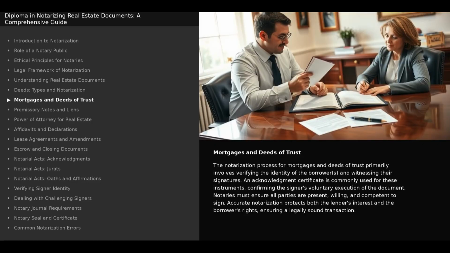The notarization process for mortgages and deeds of trust primarily involves verifying the identity of the borrowers and witnessing their signatures. An acknowledgement certificate is commonly used for these instruments, confirming the signer's voluntary execution of the document. Notaries must ensure all parties are present, willing, and competent to sign. Accurate notarization protects both the lender's interest and the borrower's rights, ensuring a legally sound transaction.